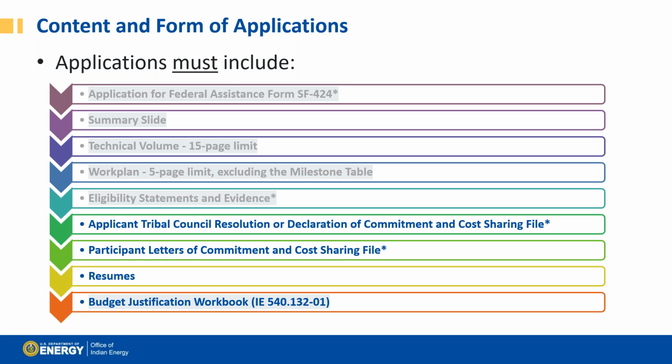The seventh, participant letters of commitment and cost sharing file. The participant letters of commitment and cost sharing file needs to include letters of commitment and cost sharing from all other project participants, excluding the vendors. The letters must be specific to this FOA, and if cost share is being committed, include a statement of the total amount and type of cost share being committed and a detailed estimate of the cash value, the basis of, and the nature of all contributions to the project by the project participant.